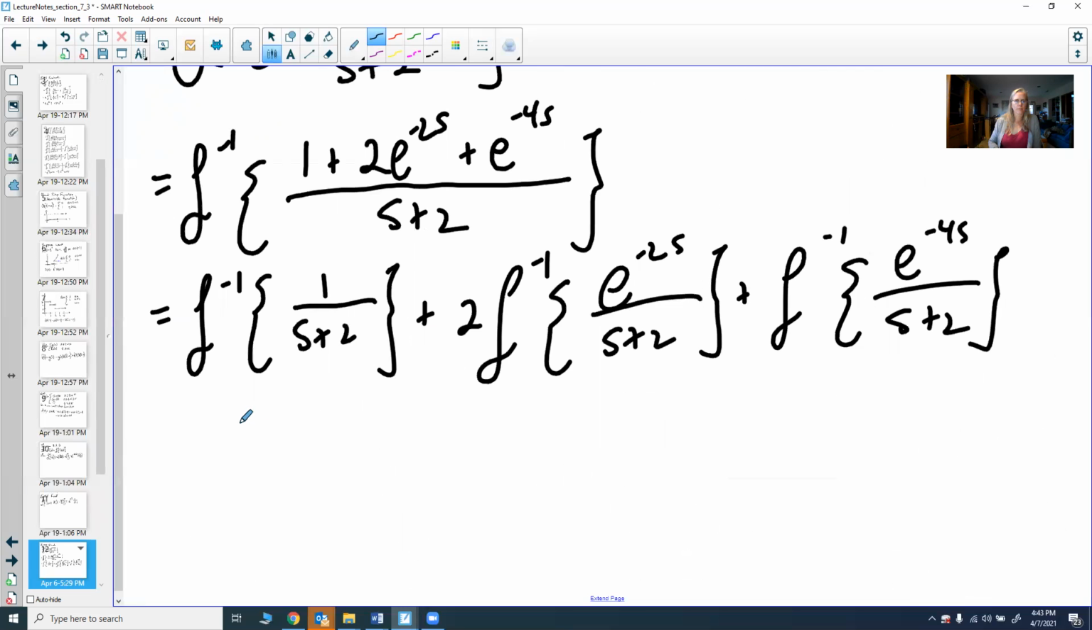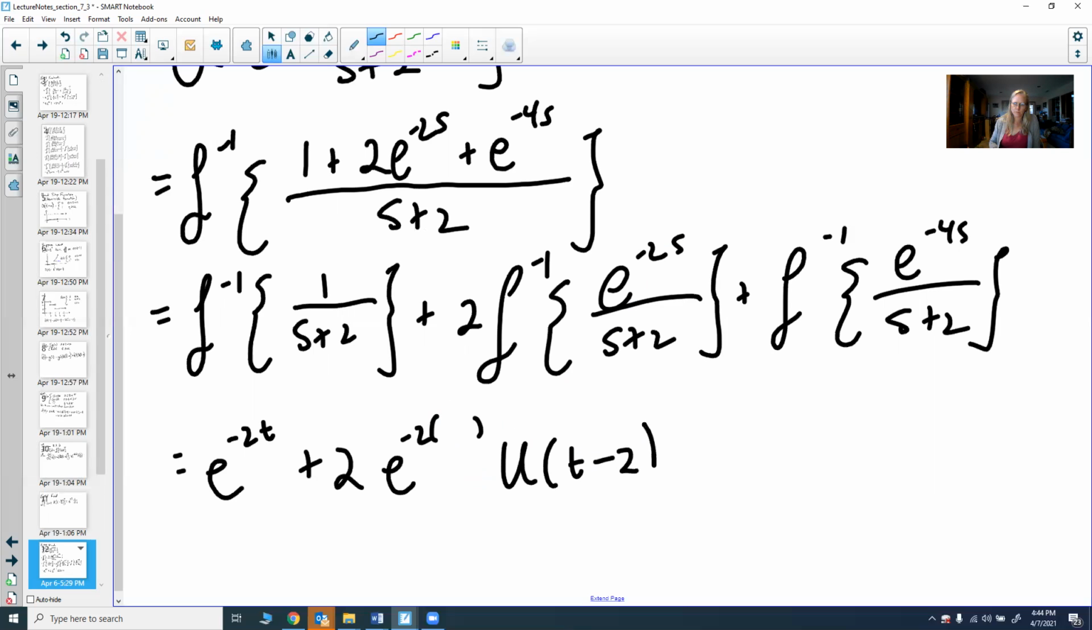So this would be e to the negative 2t plus 2 times. Now that e, the inverse Laplace of 1 over s plus 2, we already know is e to the minus 2 times t. But instead of just putting a t there, I'm going to leave that space there. Think of it as I'm going to fill that with something. And then e to the minus 2s gives me the unit step function of t minus 2.